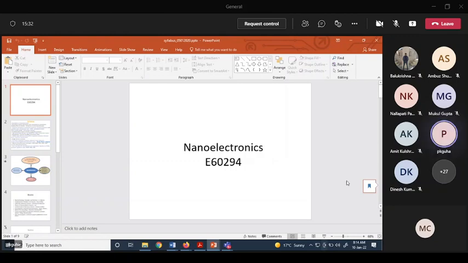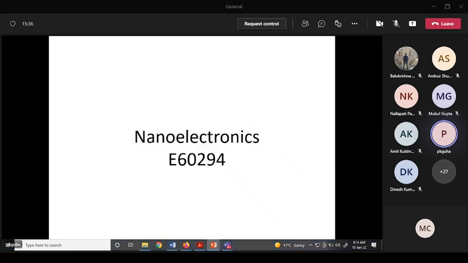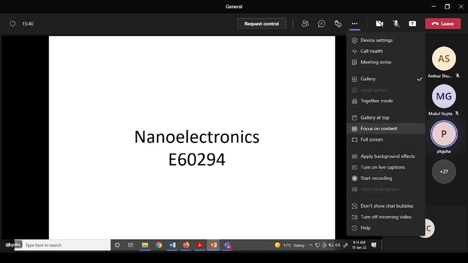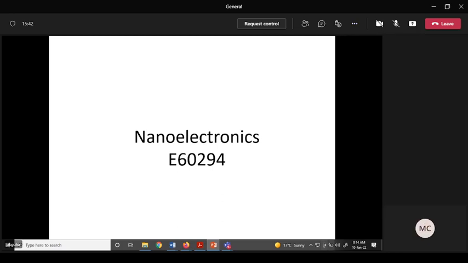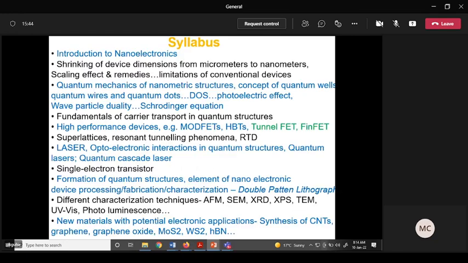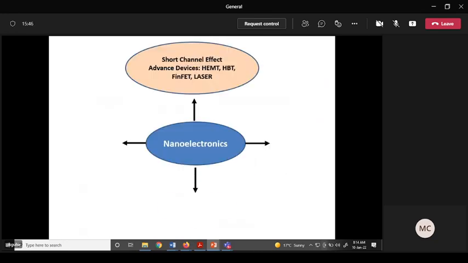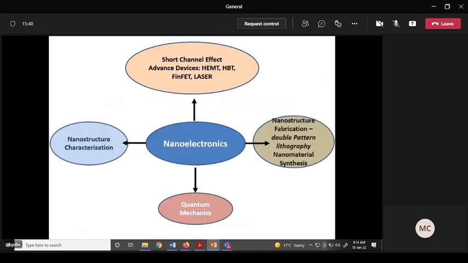I wanted to briefly go through some of the things which we have discussed in the last class. This is a 3 credit course. This is an elective from EC department. So these are the things we are going to cover in this course.